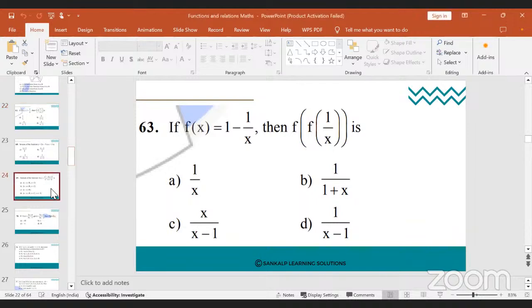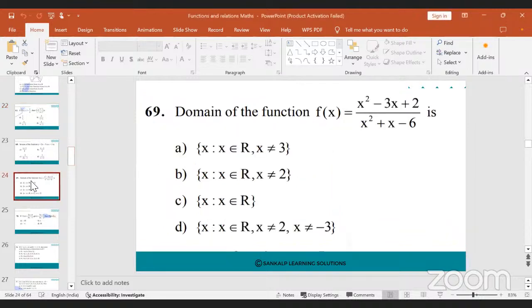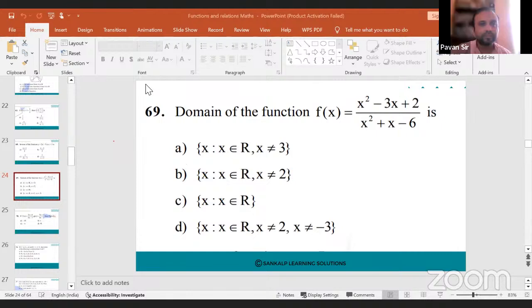Next question. Yes. Domain of the function f of x is equal to x square minus 3x plus 2 upon x square plus x minus 6 is what? What is the domain of this function? It's quick. Try to solve this.